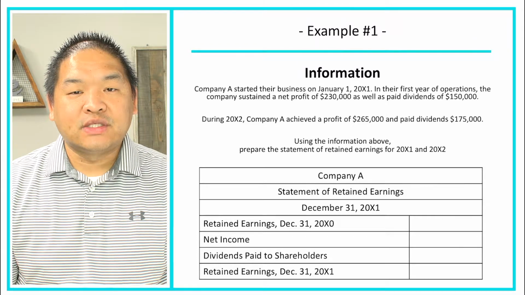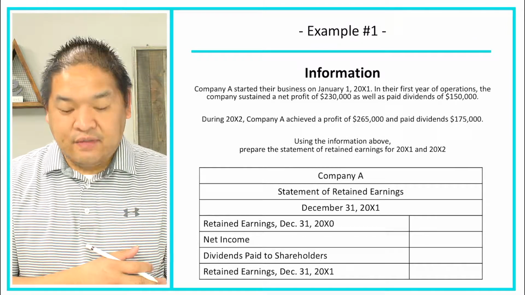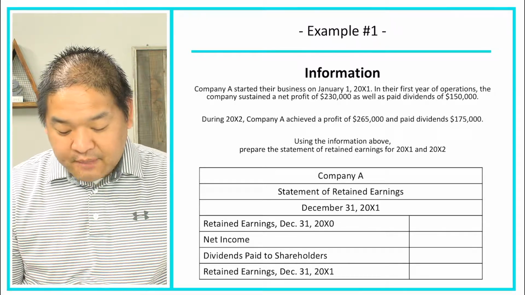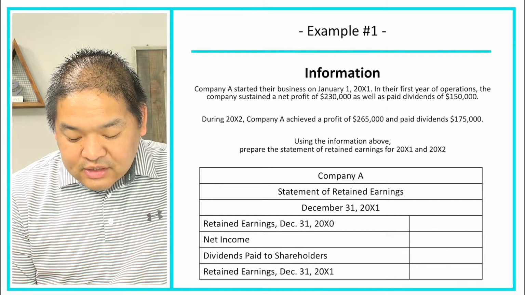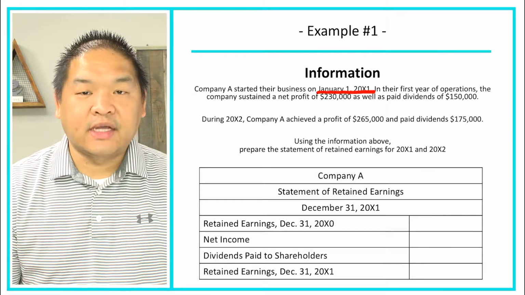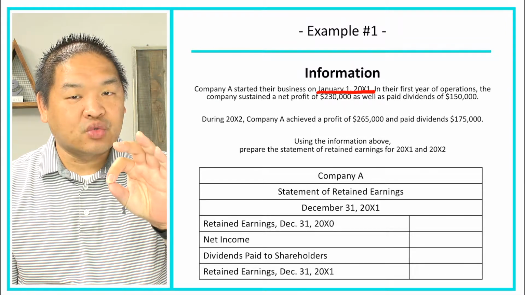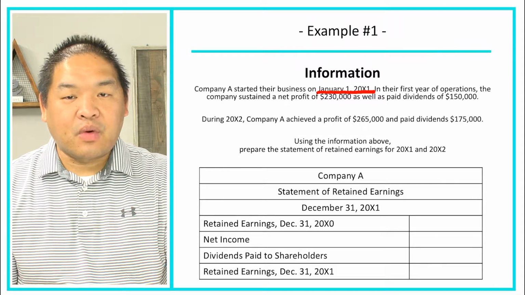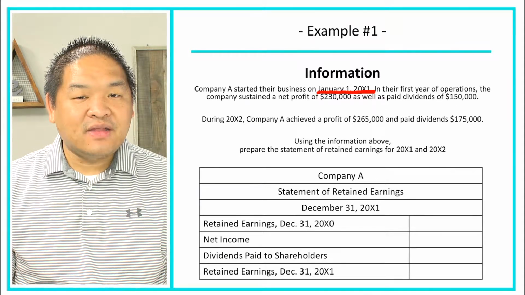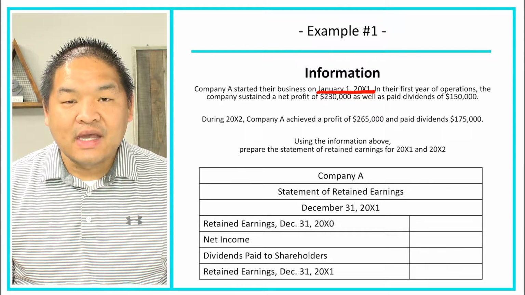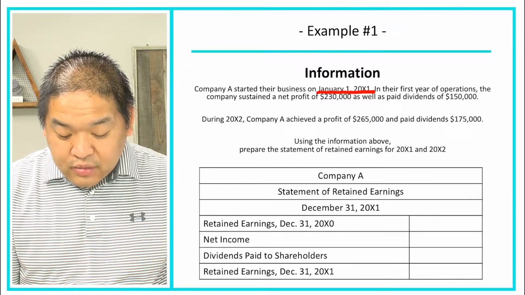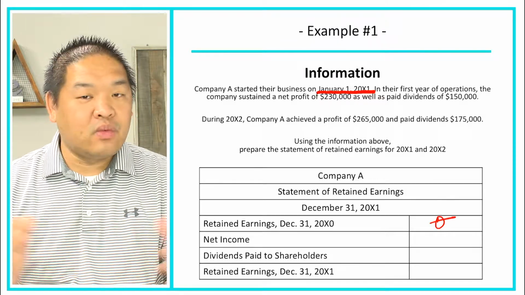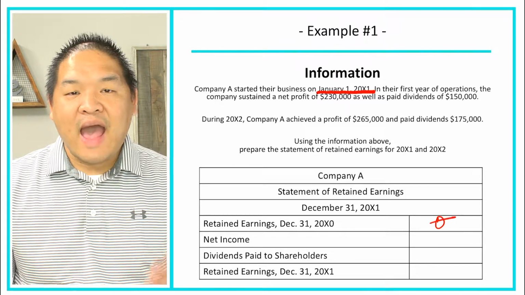All right, so we've got the statement of retained earnings here. It's asking us what is the retained earnings as of the beginning of the year, which would also be the end of last year. Well, if you notice in the prompt, it says they started the business on January 1, 20X1. So if they started in 20X1, but we're asking for the ending balance of the prior year, they wouldn't have anything because they didn't even start their business at that time. So the retained earnings at the beginning of the year is going to be 0 because they weren't in business.